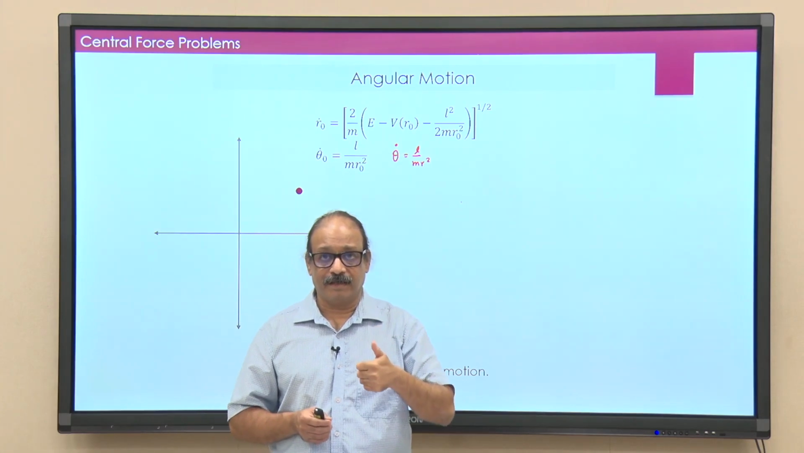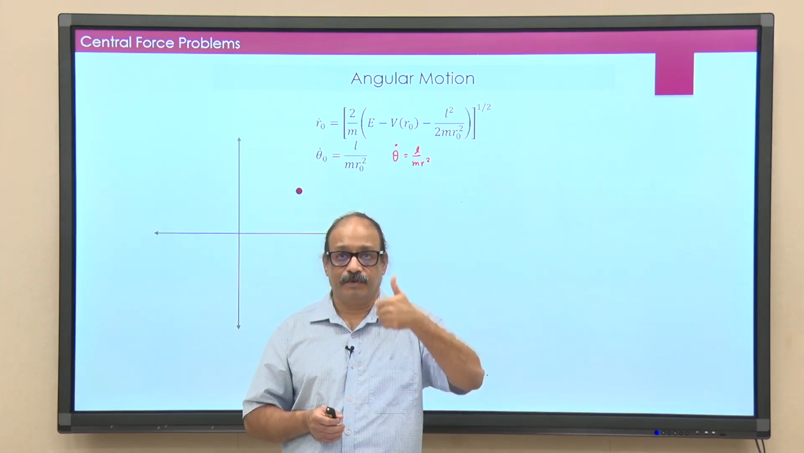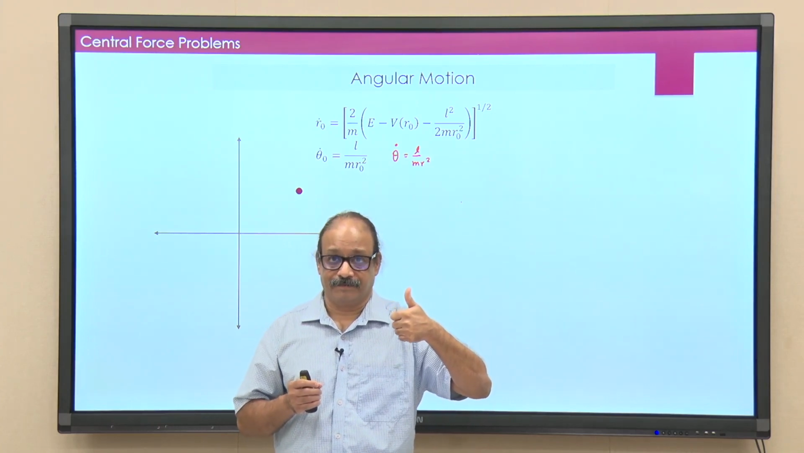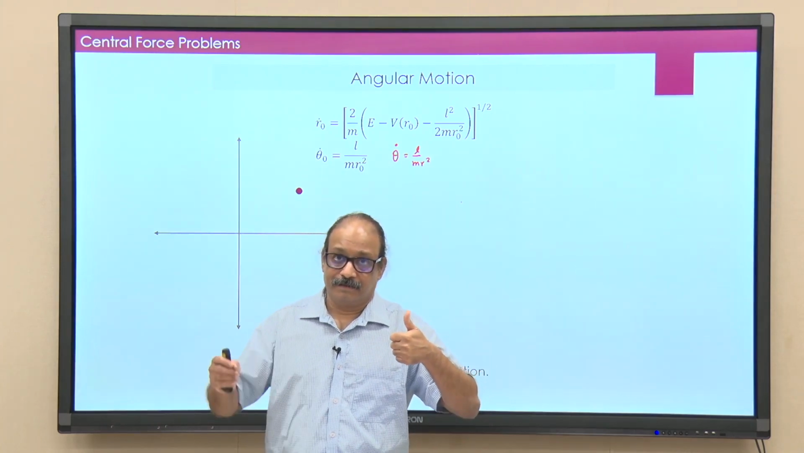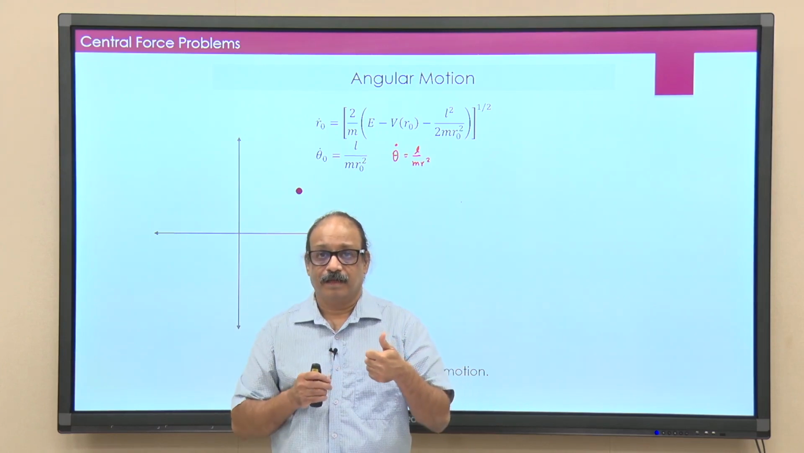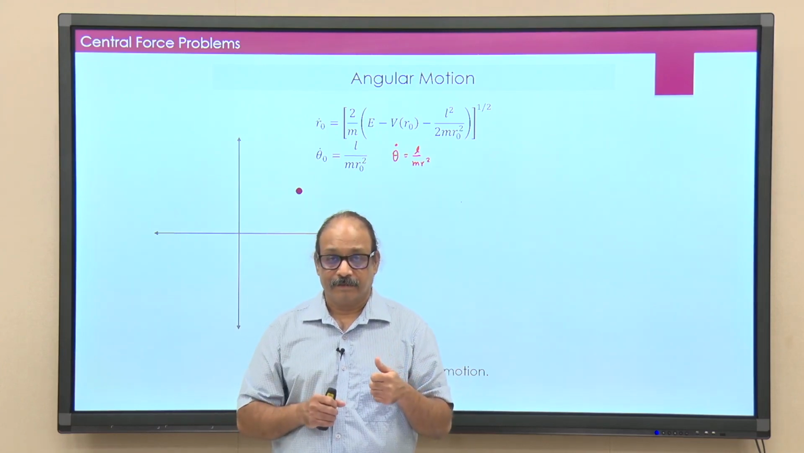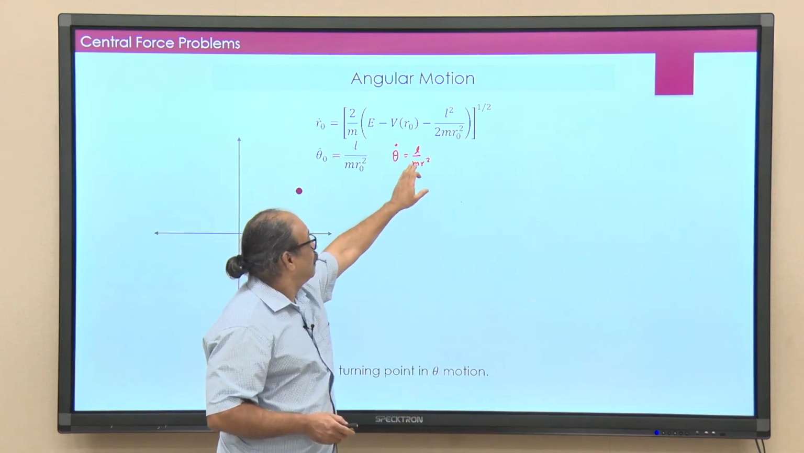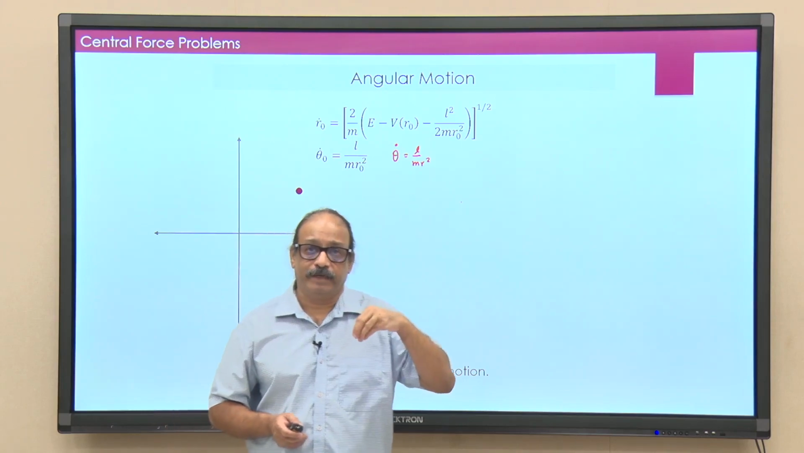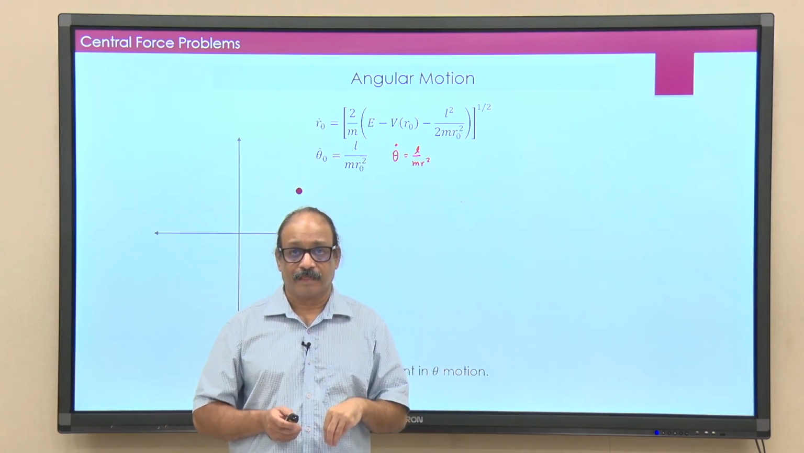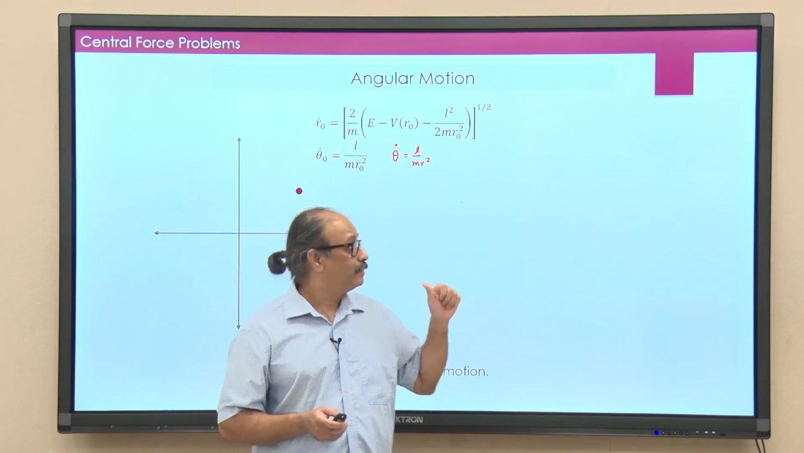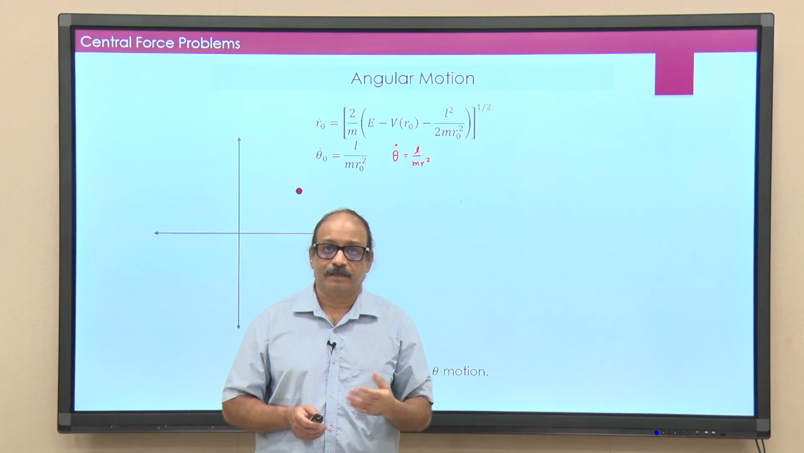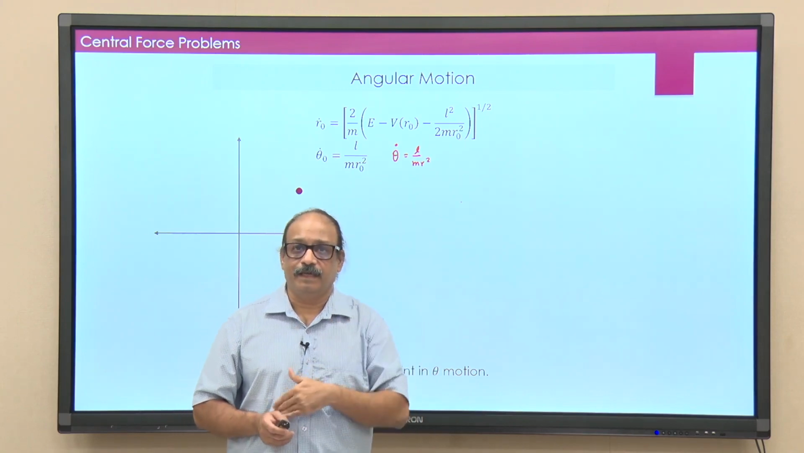Remember, if your L vector points towards the positive z axis, then your theta dot is positive. That means, the orbit is counterclockwise, theta is always increasing. Or if the angular momentum is pointing towards the negative z axis, then L, the magnitude here L will be algebraically negative, theta dot will be negative, theta basically decreases.